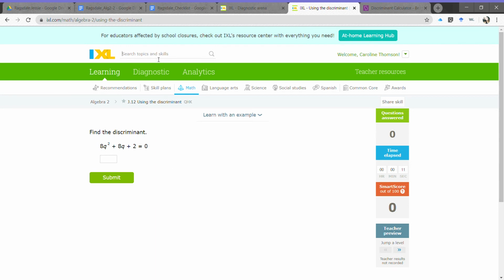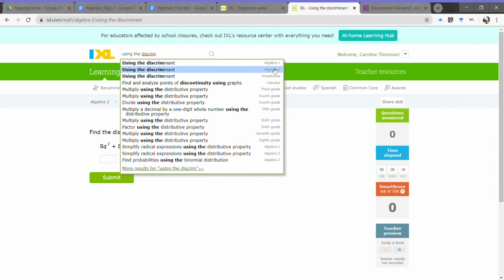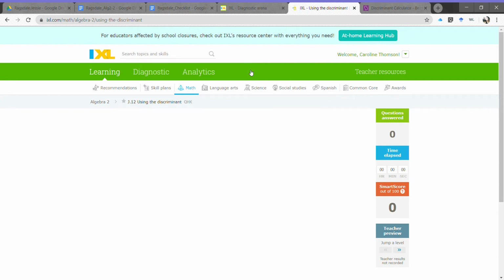Okay, Jesse, you're going to look up using the discriminant. It's going to be algebra 2, not algebra 1, and you're going to click it. Okay. To find the discriminant, you need to plug in all of these numbers into this calculator.